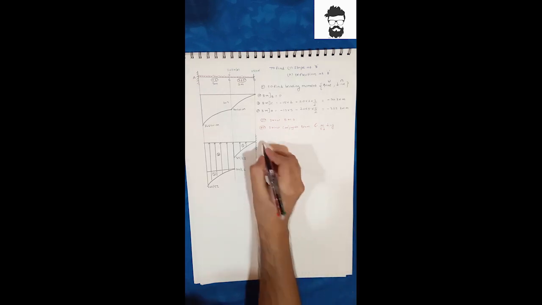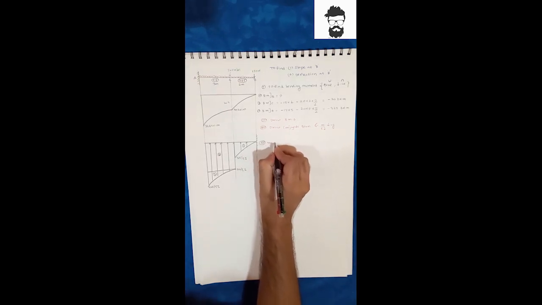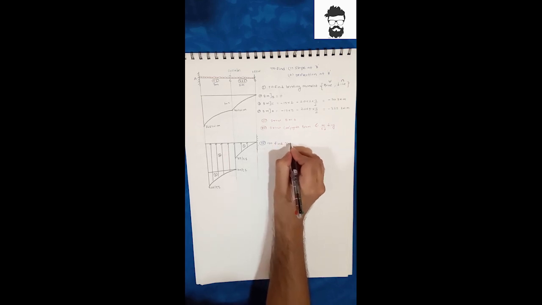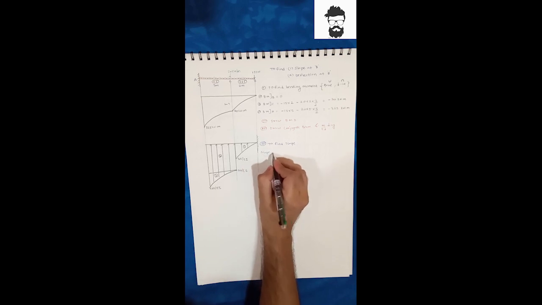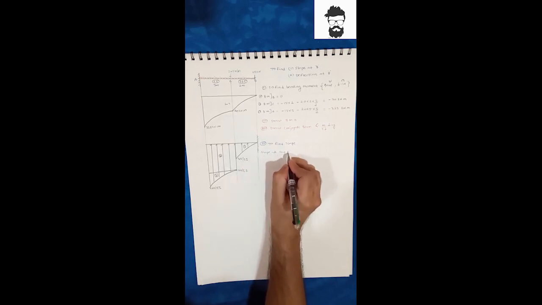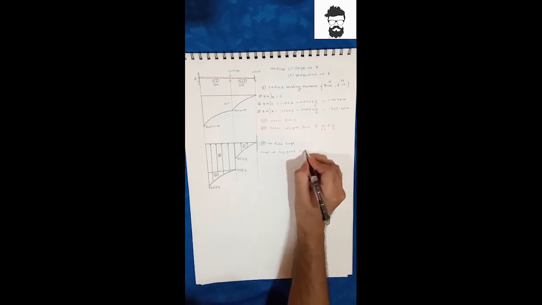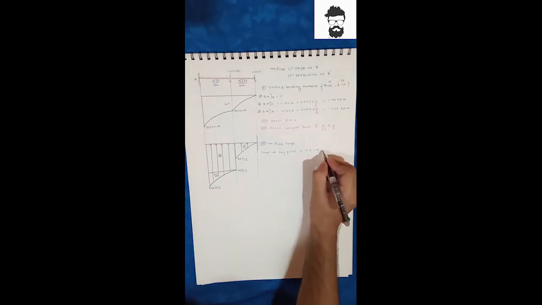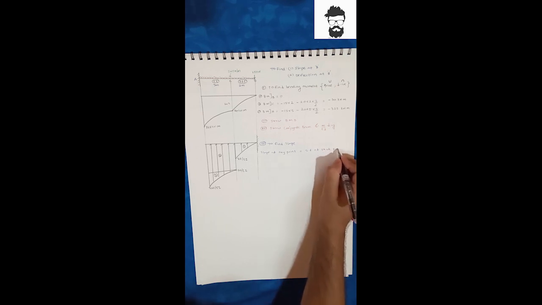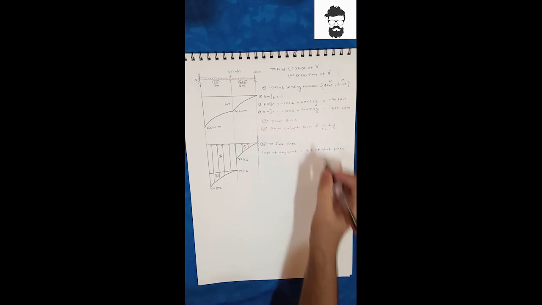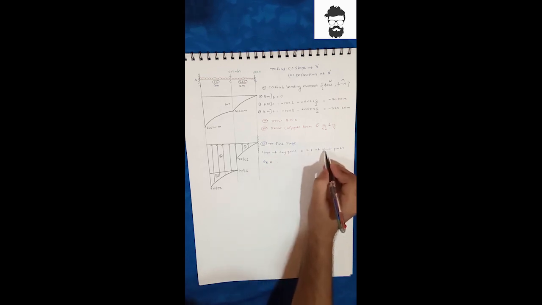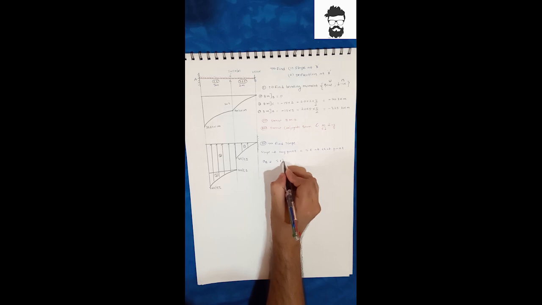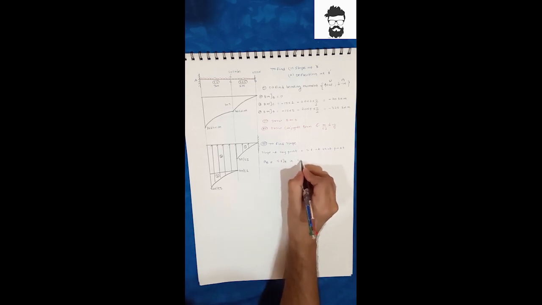Now the next step is to find slope. In the conjugate beam, slope at any point is equal to shear force at that point. In the question they have asked us to find slope at B. Slope is theta B, and theta B is equal to shear force at B in the conjugate beam.